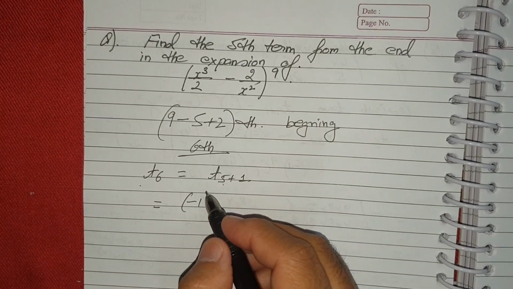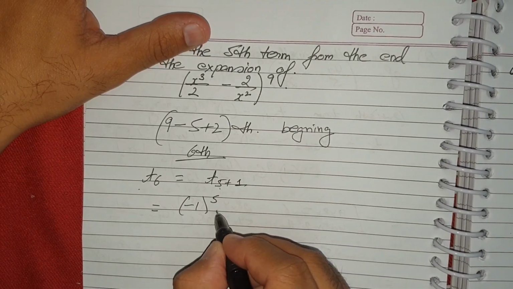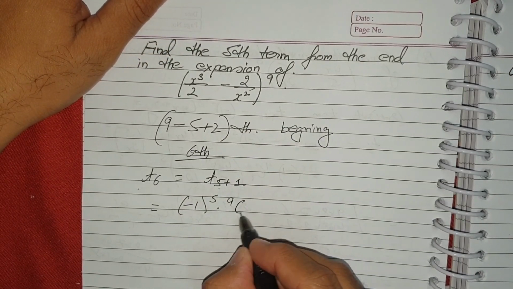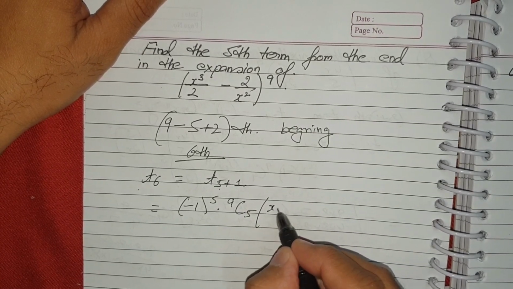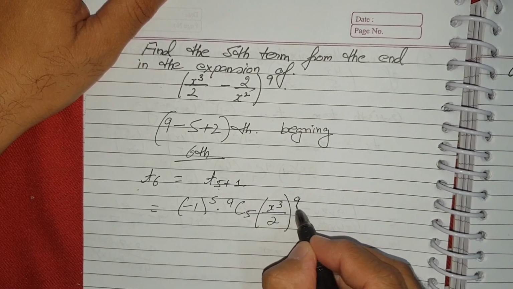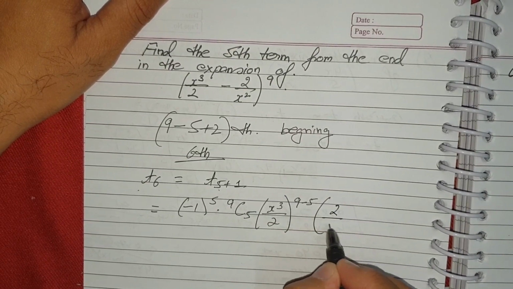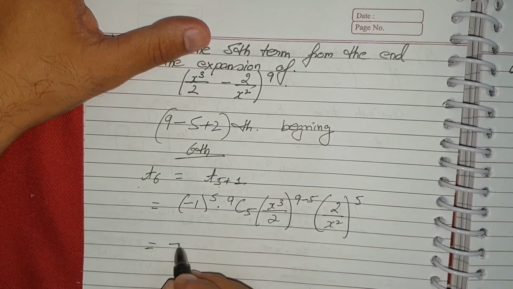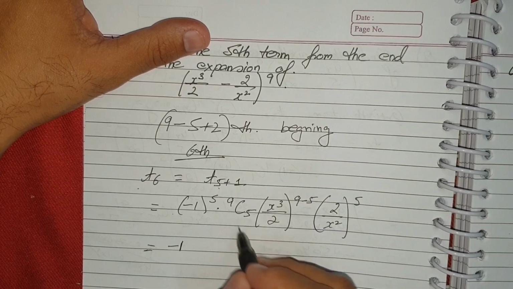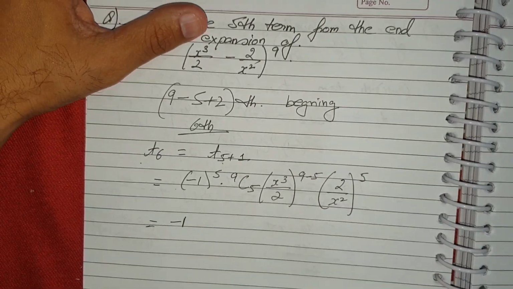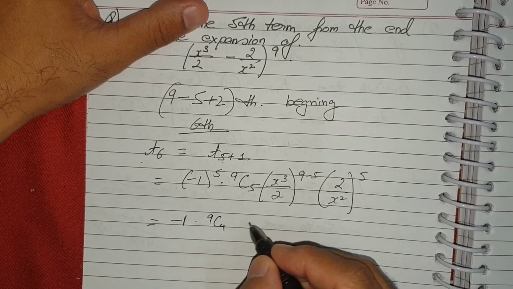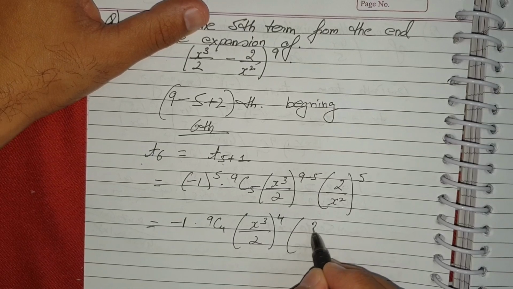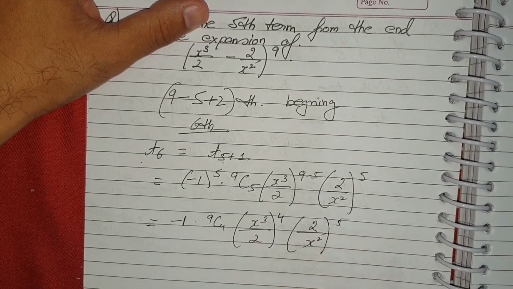the sixth term. So, r is 5, this is minus 1 to the power 5 into, what is n? n is 9, 9C5, then this is x cube by 2 to the power 9 minus 5 and this is 2 by x squared to the power 5, which is r. So, basically this is 1 only. Again 9C5 will give you the same thing as I have discussed in the previous question, or you can write this as 9C4, you solve it. This will be x cube by 2 to the power 4 and this will be 2 by x squared to the power 5.